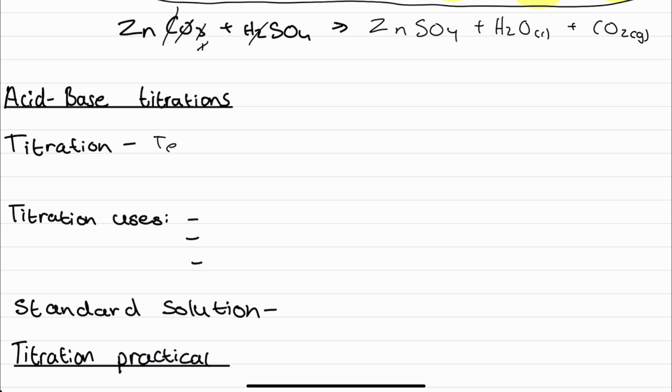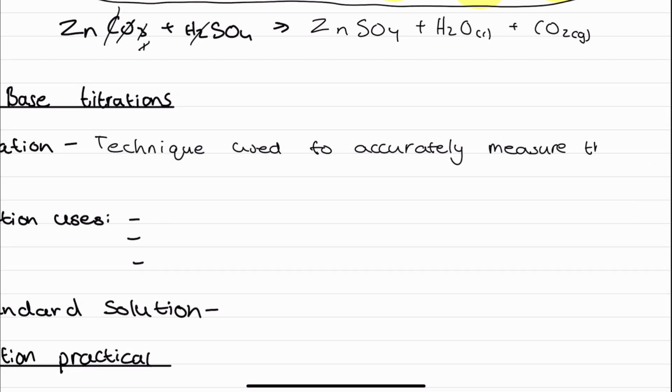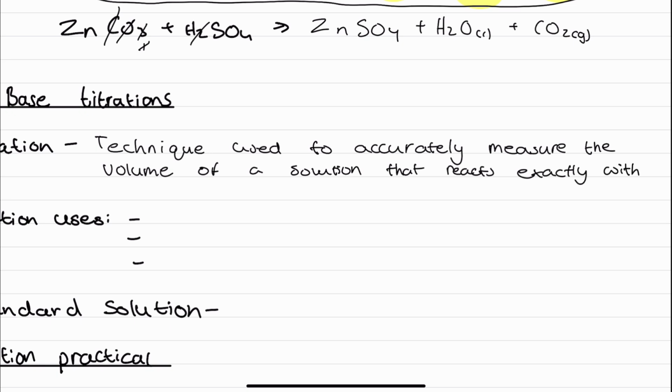Now, the second part of this chapter is all about acid-base titrations. Titration is a technique used to accurately measure the volume of a solution that reacts exactly with another solution.